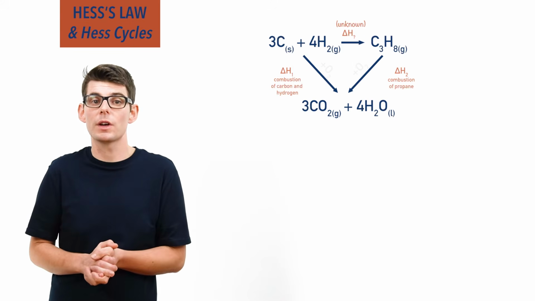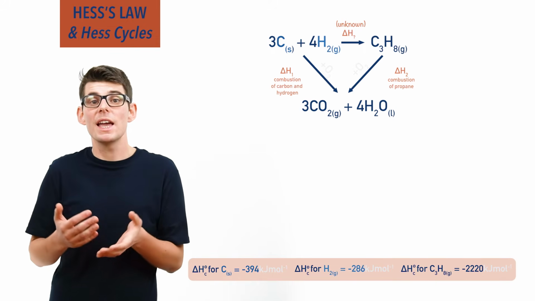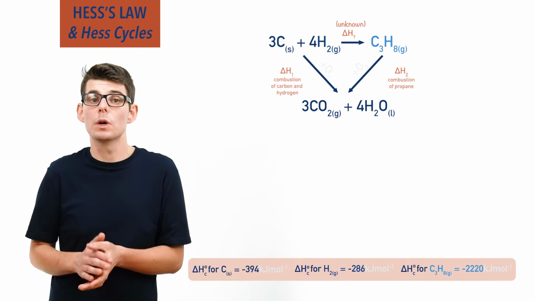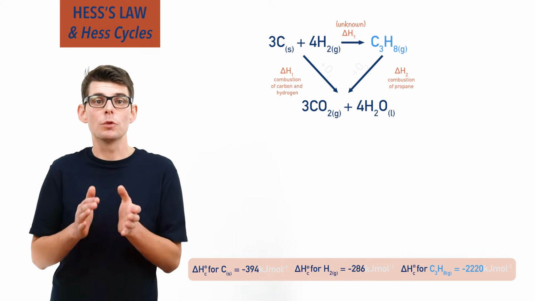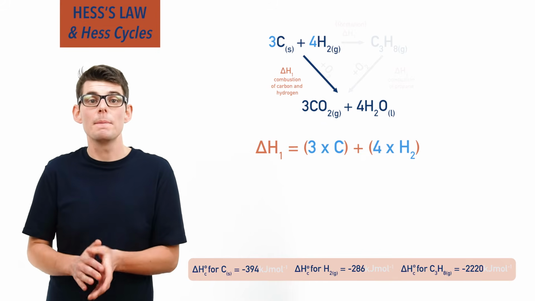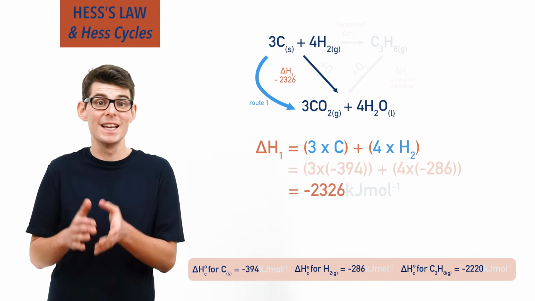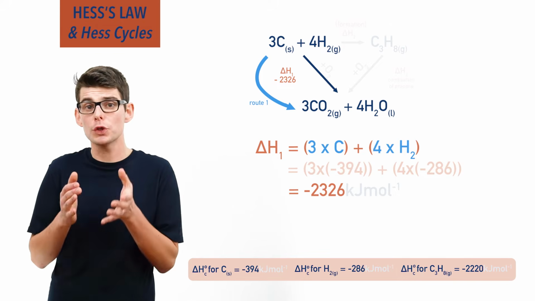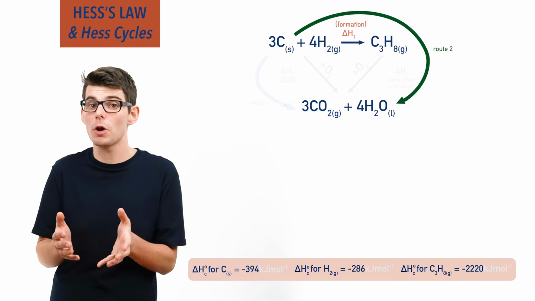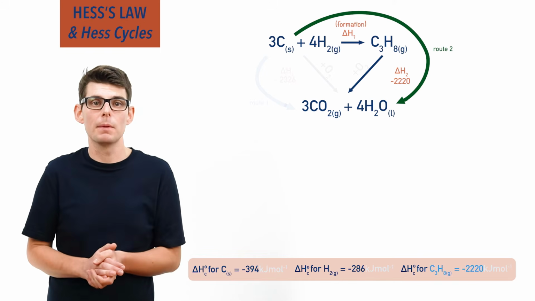Standard enthalpy of combustion for carbon is minus 394 kilojoules per mole. For hydrogen, it's minus 286 kilojoules per mole, and for propane, it's minus 2,220 kilojoules per mole. In route 1 of the cycle, 3 moles of carbon and 4 moles of hydrogen are being combusted, meaning a total enthalpy change for route 1 of minus 2,326 kilojoules per mole. Route 2 is made up of 2 enthalpy changes, the theoretical standard enthalpy of formation of propane and the combustion of propane, minus 2,220 kilojoules per mole.